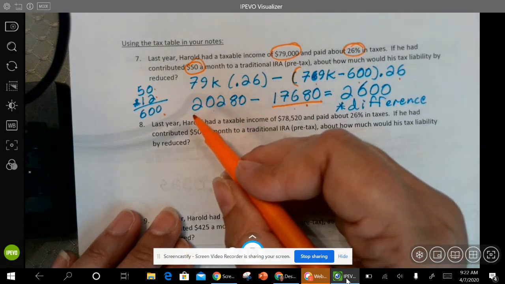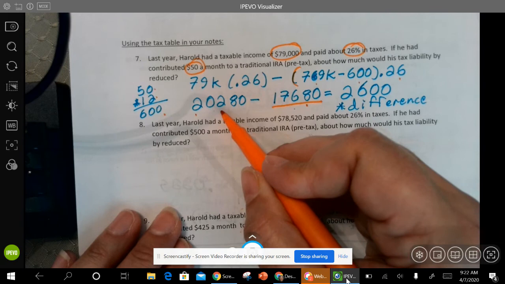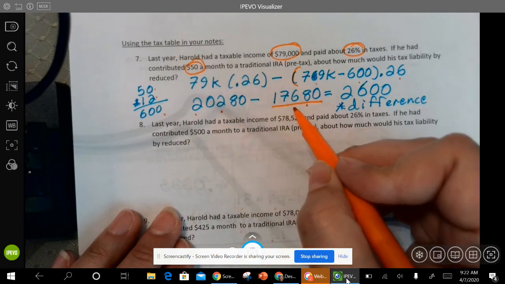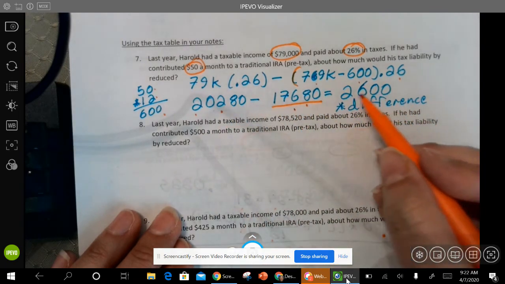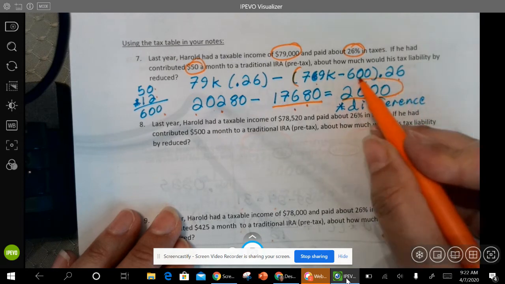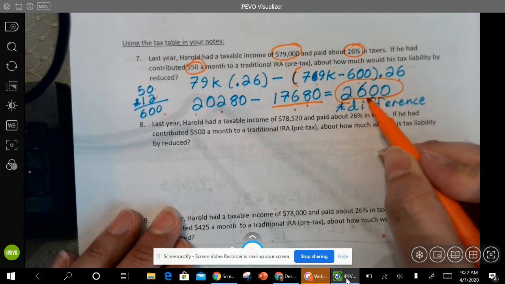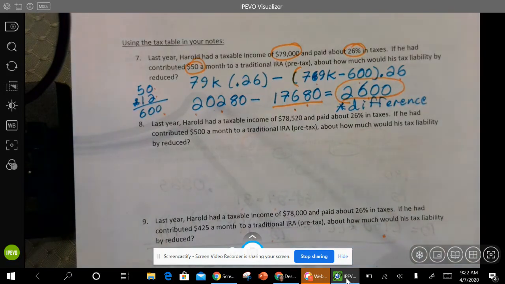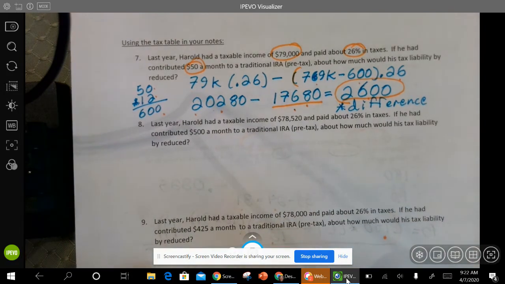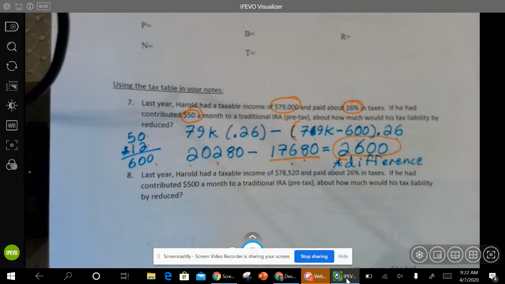So his original tax liability is $20,280 minus $17,680. So the difference, or how much he saved, is $2,600. Okay, everybody, you got this.